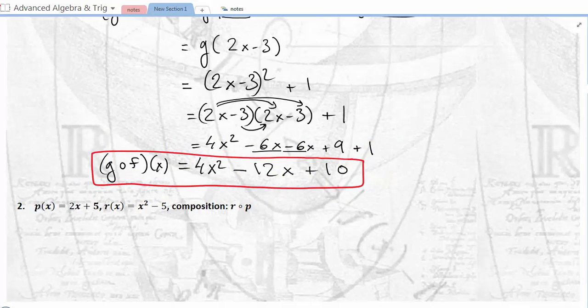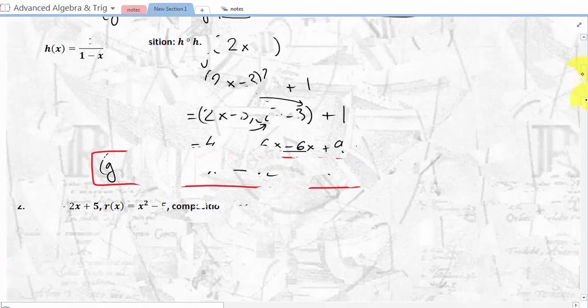Please do number 2. You're going to be doing every other example. Let's go over number 3. Alright, so here I'm given only one function, but I have to compose it with itself. Okay, so how do you do that?